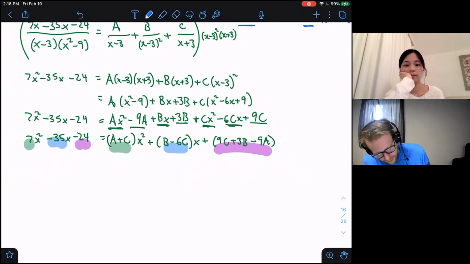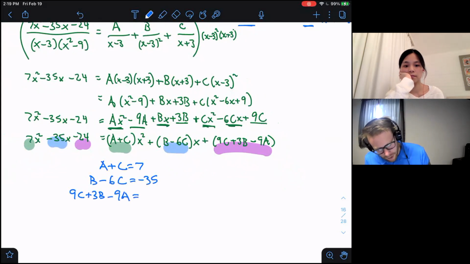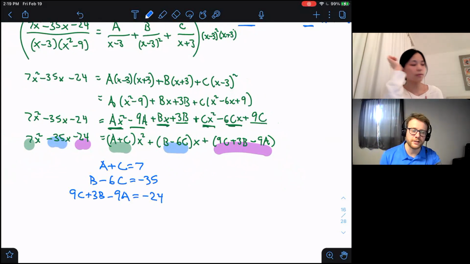So we have a plus c equals 7. We have b minus 6c is equal to negative 35. And we have 9c plus 3b minus 9a is equal to negative 24. You can see that sometimes, with these more complicated ones, the system of equations is a little bit messy, right? You have to spend some time trying to figure this out.